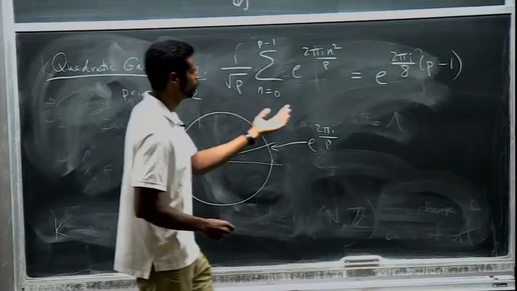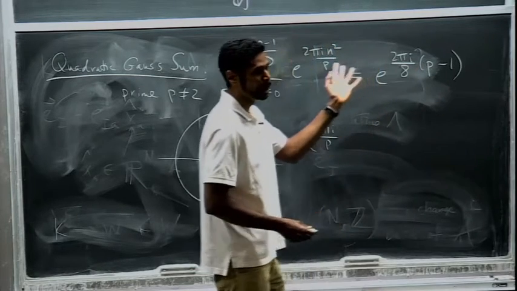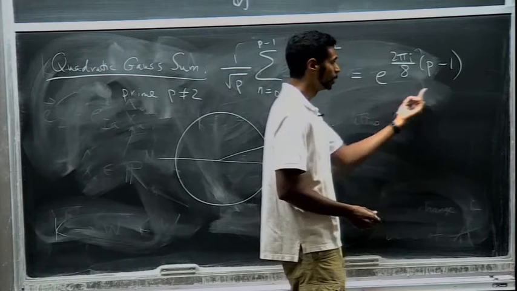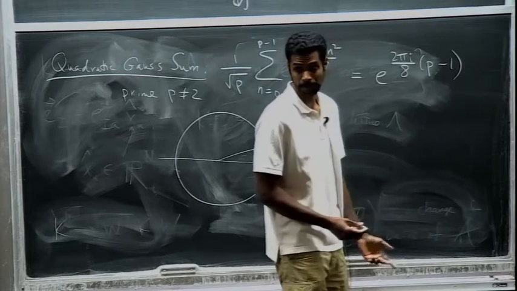Yeah, so this is not true in general, but this is true for prime numbers. And what it's really saying is, odd prime numbers are either congruent to 1 or 3 mod 4, and if it's congruent to 1 mod 4, you get 1 here, and if it's congruent to 3 mod 4, you get i. Okay. It's another way of saying this.